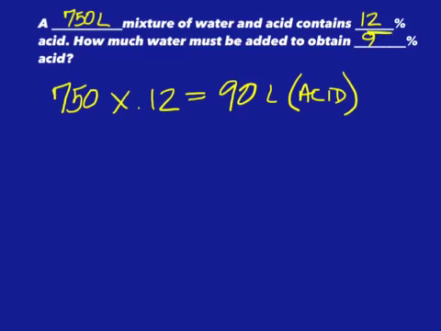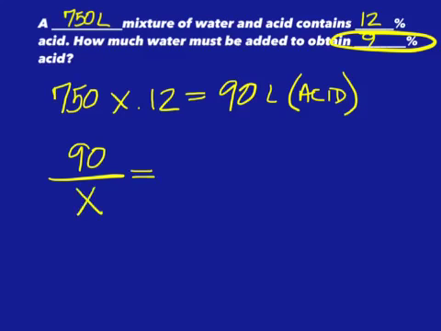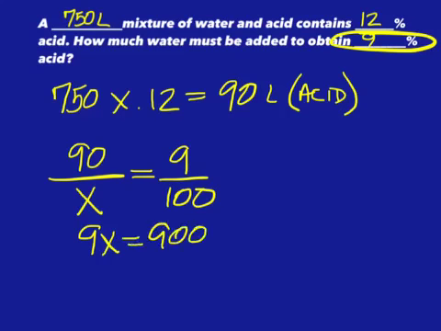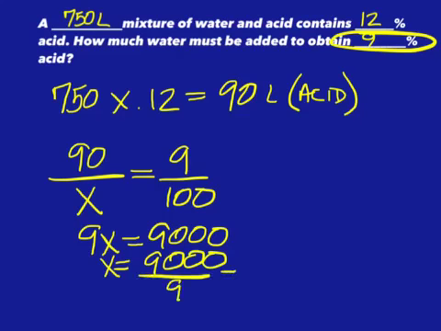Now, we know that this 90 is going to represent 9% of the new total, but we don't know what that total is. But in theory, if I divided 90 by the new total, which we don't know, then I should get 9%. 9 over 100. Cross multiply to get 9x equals 9,000. And divide 9,000 by 9 to get an answer of 1,000. Now that represents the new total.